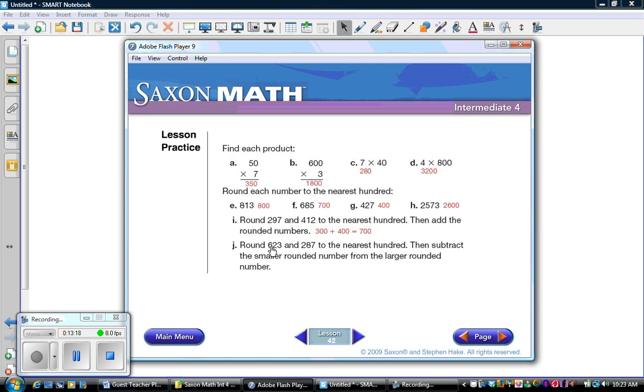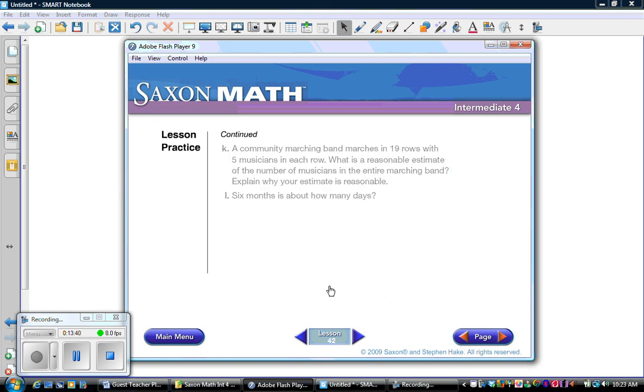Okay, now this one, it's asking us to round and then subtract, okay? So underline the 100, circle the next number. It tells us the 6 should stay the same, so 600. Underline the hundreds, circle the next number. It tells us to go up to 300, so 600 minus 300 equals 300.